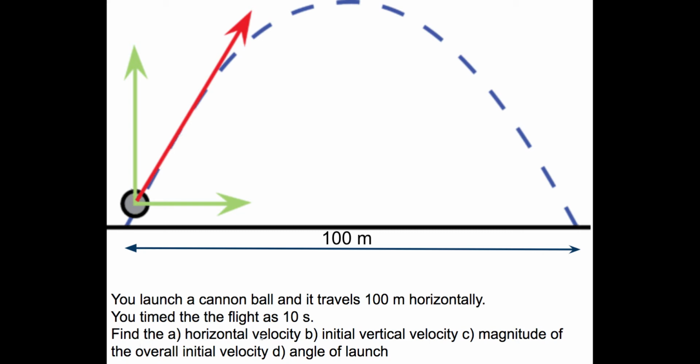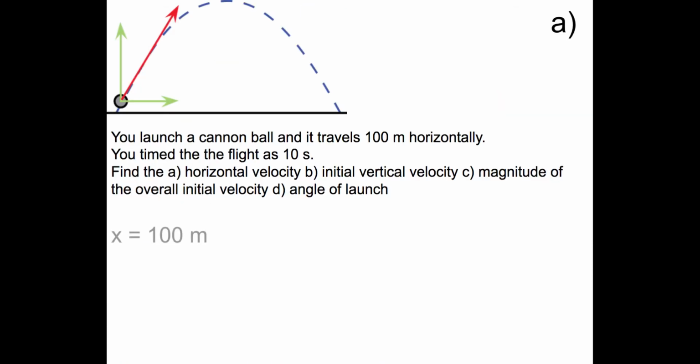So we're going to find the following. A, the horizontal velocity. B, the initial vertical velocity. C, the magnitude of the overall initial velocity, and D, the angle of launch. Okay, so let's do part A first.